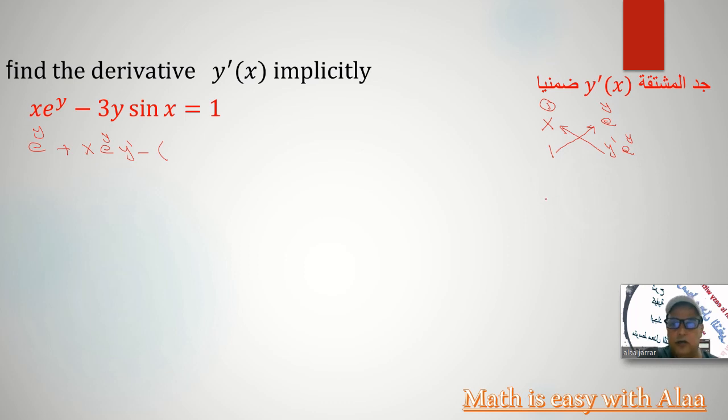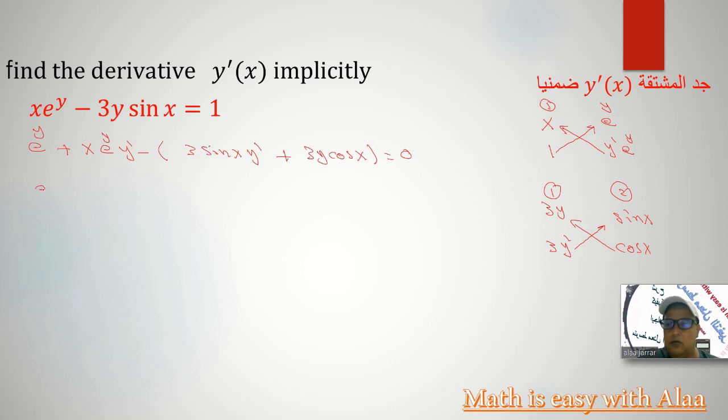So we have also here two functions. First function is 3y, second function is sine x. So the derivative of the first one is 3y prime, and the derivative of sine x is cosine x. So we'll multiply the derivative of first one by second one, so it will be 3 sine x y prime plus the derivative of the second one times the first one, so it will be 3y cosine x, close the brackets, and the derivative of the constant one is 0.